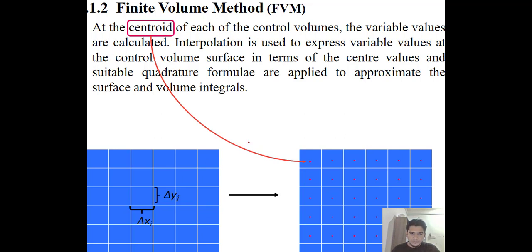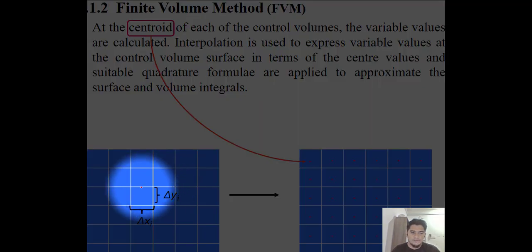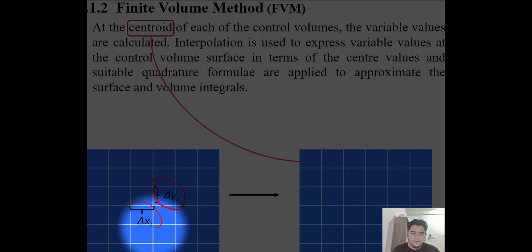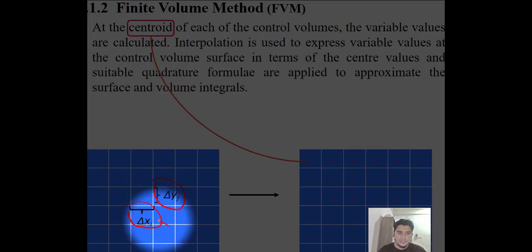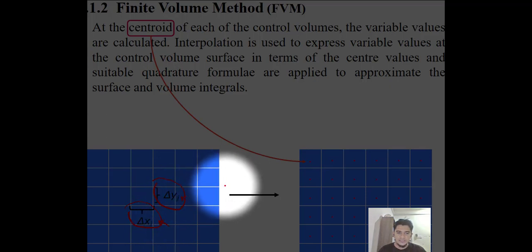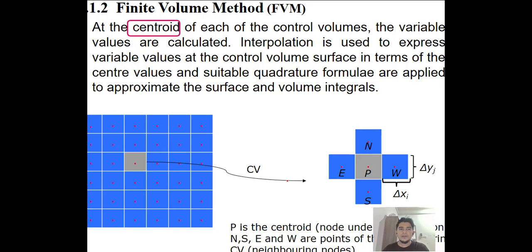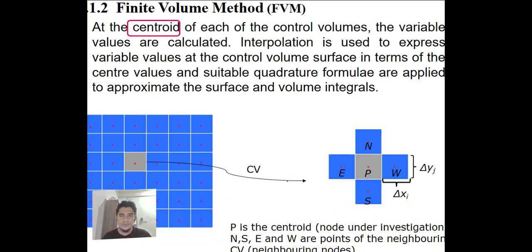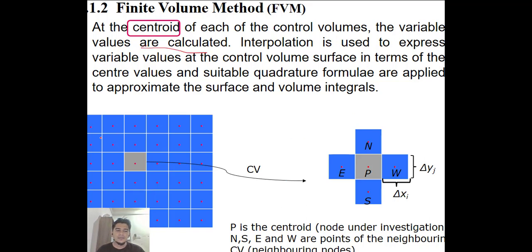But before that, whenever we do a structured mesh and discretize the geometry, we can have a specific distance in the x direction and in the y direction. We name these i and j, because i refers to the x-axis and j refers to the y-axis. At the centroid of each control volume, the variable values are calculated. Meaning, we may want to know all the control volumes, but in this case we take this gray area as the control volume that we want to investigate.